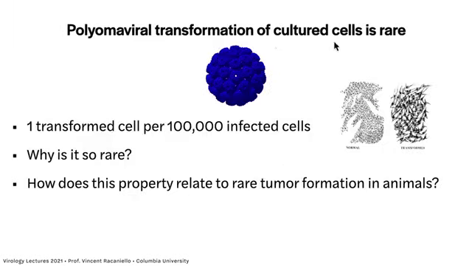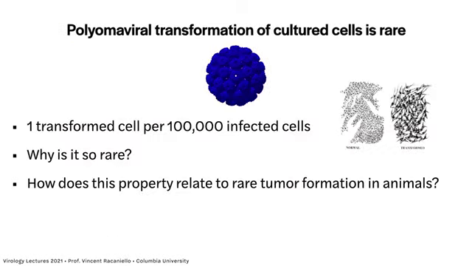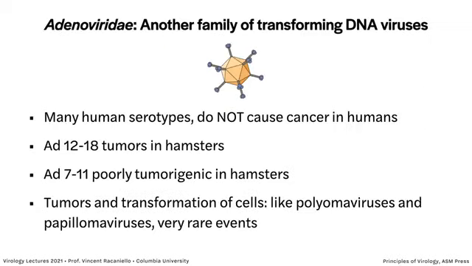So again, the transformation is rare, about 1 in 100,000 infected cells. So you take a culture of, say, hamster cells, you infect them with SV40, and 1 in 100,000 cells are transformed. And so why is that? Why is it rare? And how does it relate to rare tumor formation in animals? Okay, we'll get to that.